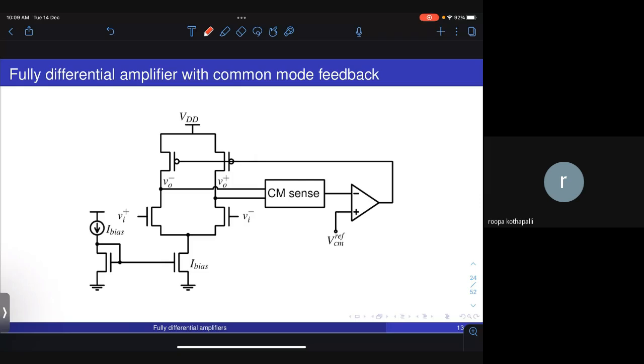We need some kind of common mode sensor. Basically, a common mode sensor is nothing but a circuit which takes the average of the two signals and then drives it in a negative feedback. I think the signs here also should be inverted.